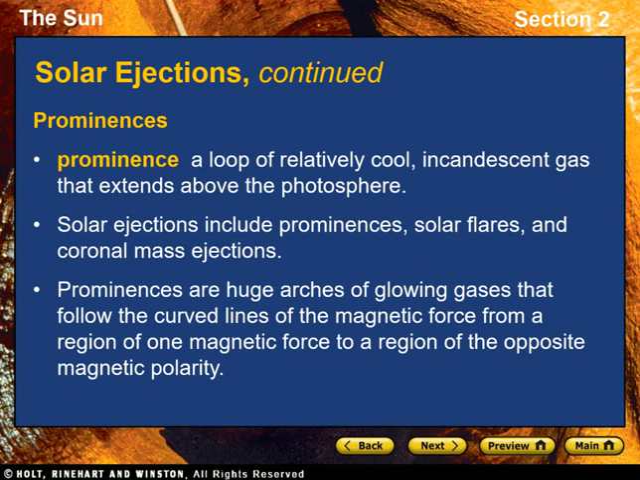Prominences. The magnetic fields that cause sunspots also create other disturbances in the sun's atmosphere. Great clouds of glowing gases, called prominences, form huge arcs that reach high above the sun's surface. Each solar prominence follows curved lines in the magnetic force from a region of one magnetic polarity to a region of the opposite magnetic polarity. Some prominences may last for several weeks, while others may erupt and disappear in hours. The gas in prominences is very hot and is commonly associated with the chromosphere.